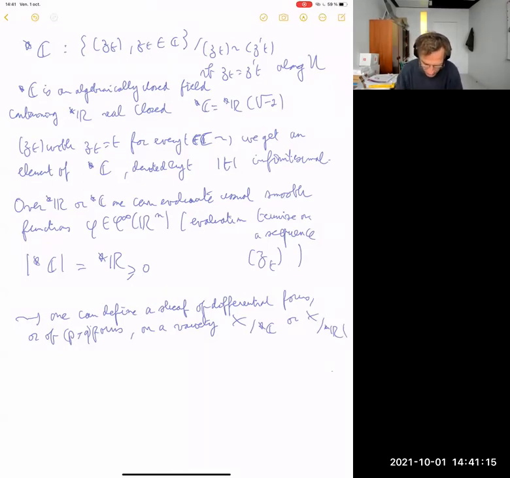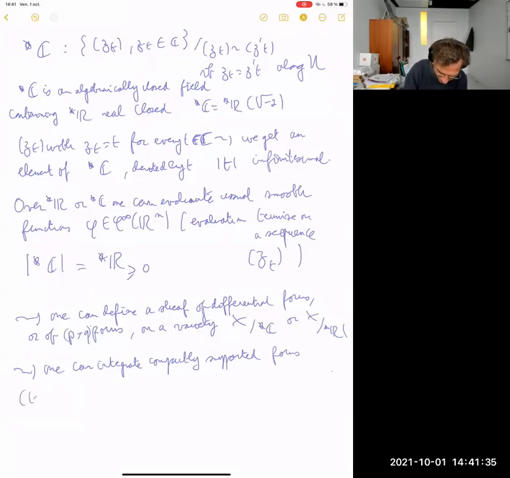And there is also a theory of integration. One can also integrate compactly supported forms, just point-wise, just term-wise on the sequence.